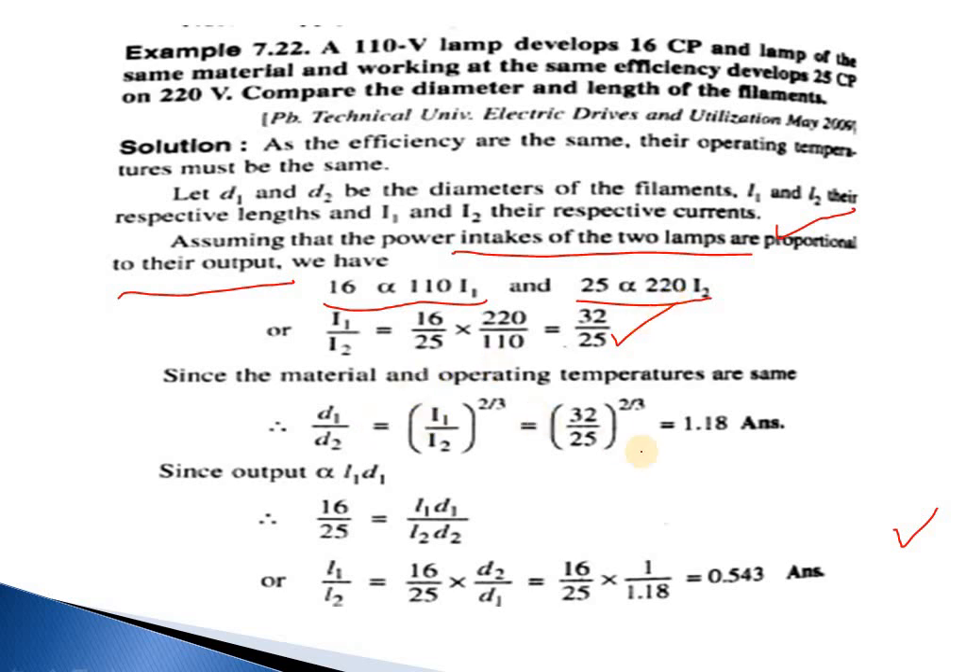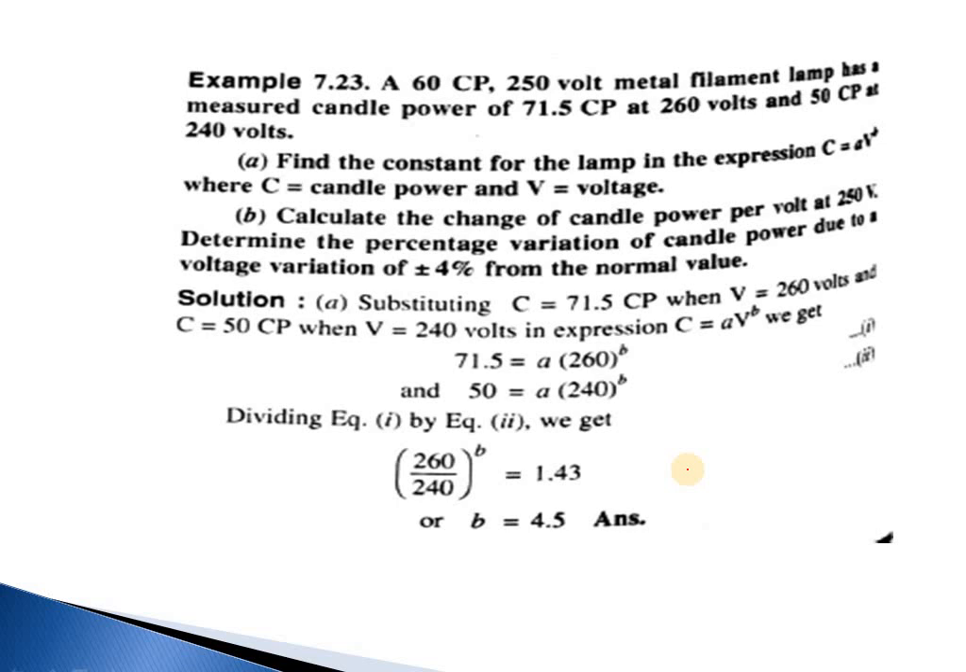Since the material and operating temperatures are the same, D1 by D2 equals (I1 by I2) whole to the power 2 by 3, and we get the ratio of the diameters. Since the output is directly proportional to L1 into D1, ultimately 16 by 25 equals L1 D1 divided by L2 D2, and in that way we can calculate the ratio of L1 with L2, that is 0.543. This is the last problem I have considered here for your understanding purpose.